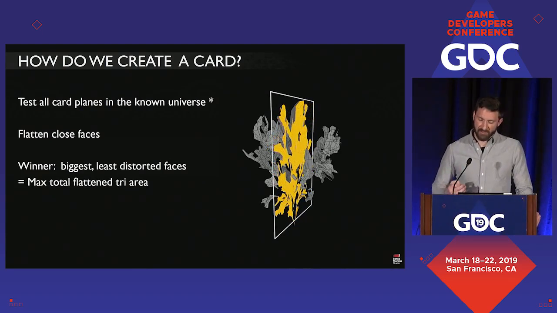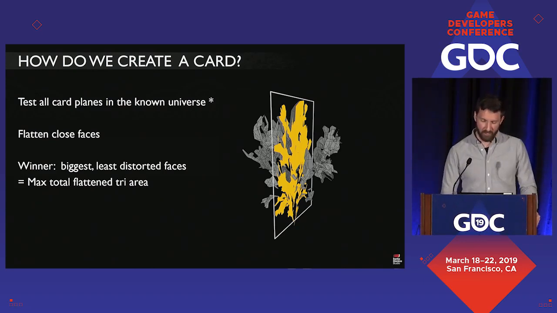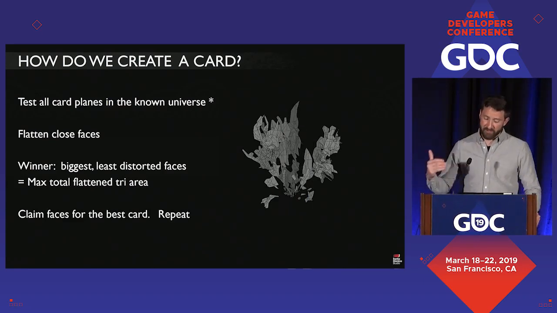Cards are scored by how much of the model they are able to capture and how little those triangles distort. Mathematically, this is defined as the sum of their areas after projecting to the plane. That's their world space area times the dot product of the triangle and plane normals. Or you can think of this as the total card texture coverage by those flattened triangles. So the best card claims its faces. This is a greedy algorithm. We then repeat the process on the remaining portion of the model until there's nothing left.